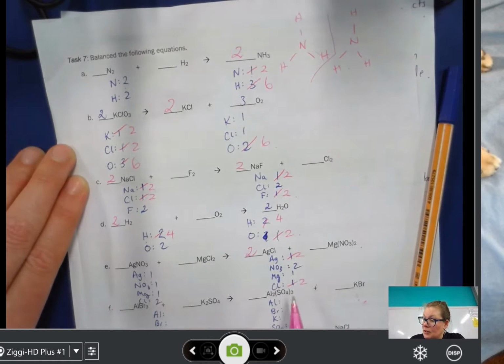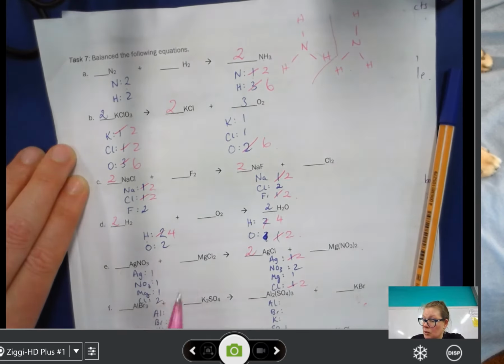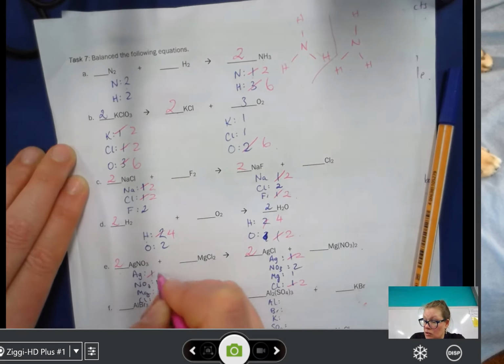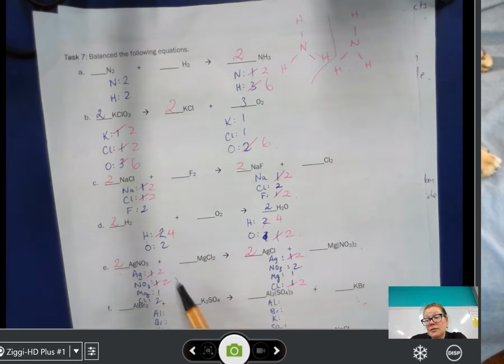That now means I need to go to the other side and say, well, silver now needs to be 2, so I put a 2 in front of that, which changes that to 2 and the nitrate to 2, and I am balanced. I choose to use a different colour so I can track where I'm changing. If I had to change it repeatedly, then I'd use a different colour each time.